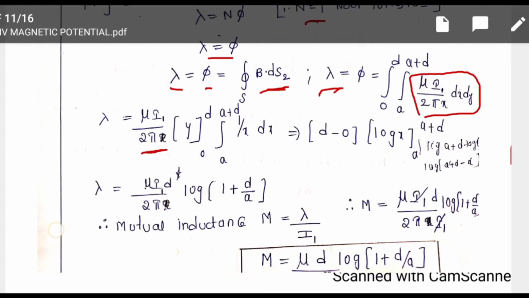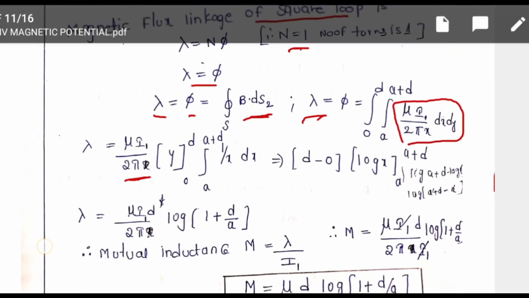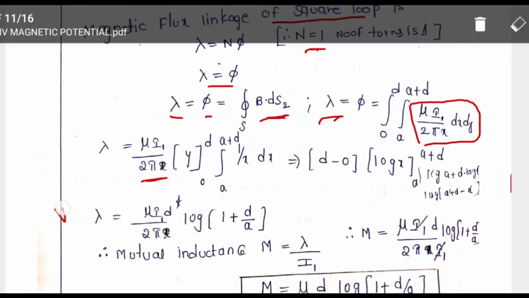The mutual inductance is a simple derivation. It is also a very important derivation from the exam point of view. It is the mutual inductance due to a straight wire and a loop conductor.